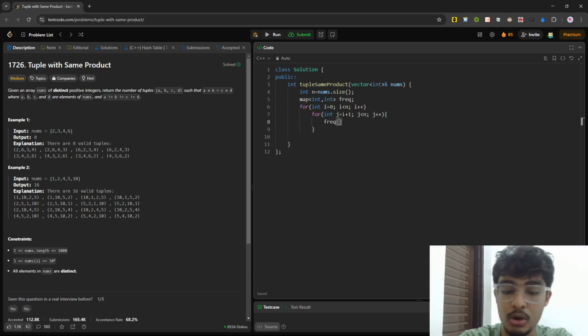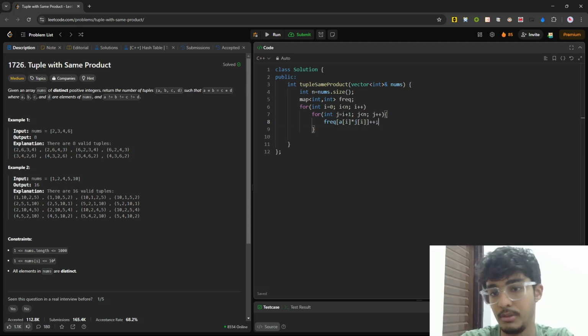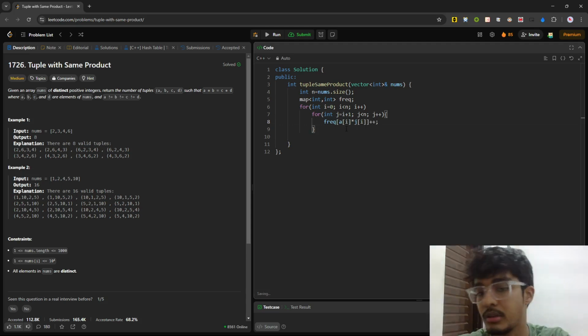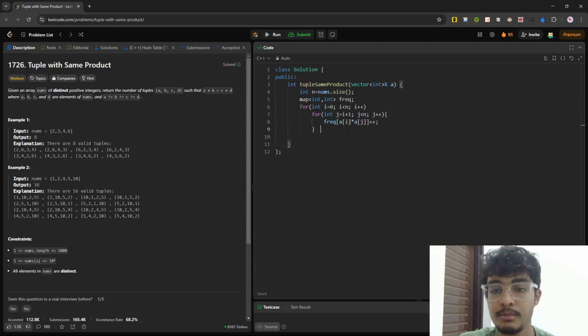Now the frequency of a of i multiplied by a of j, I will just increase this frequency, plus plus. Now this nums, let's rename it to a. Okay, we have done this.